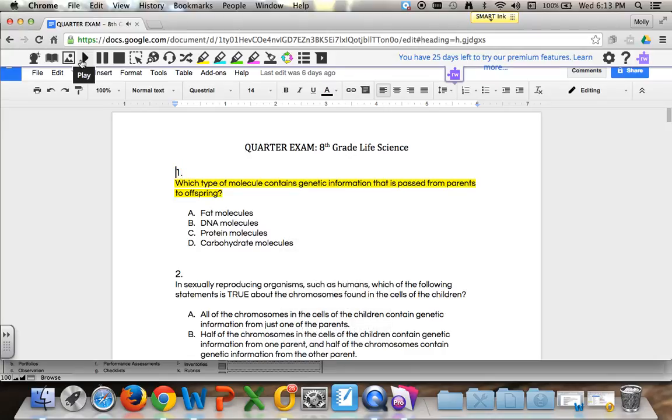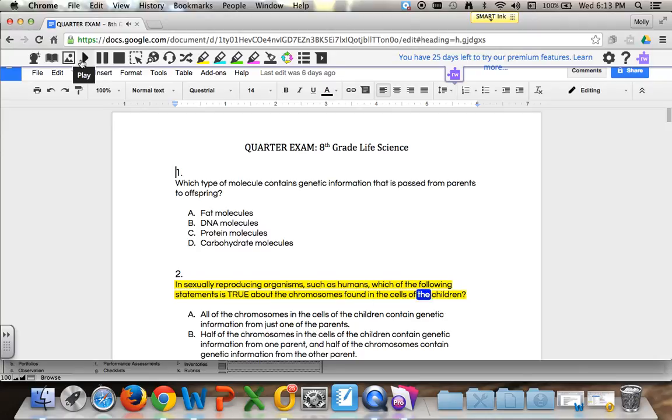1. Which type of molecule contains genetic information that is passed from parents to offspring? A. Fat molecules. B. DNA molecules. C. Protein molecules. D. Carbohydrate molecules.